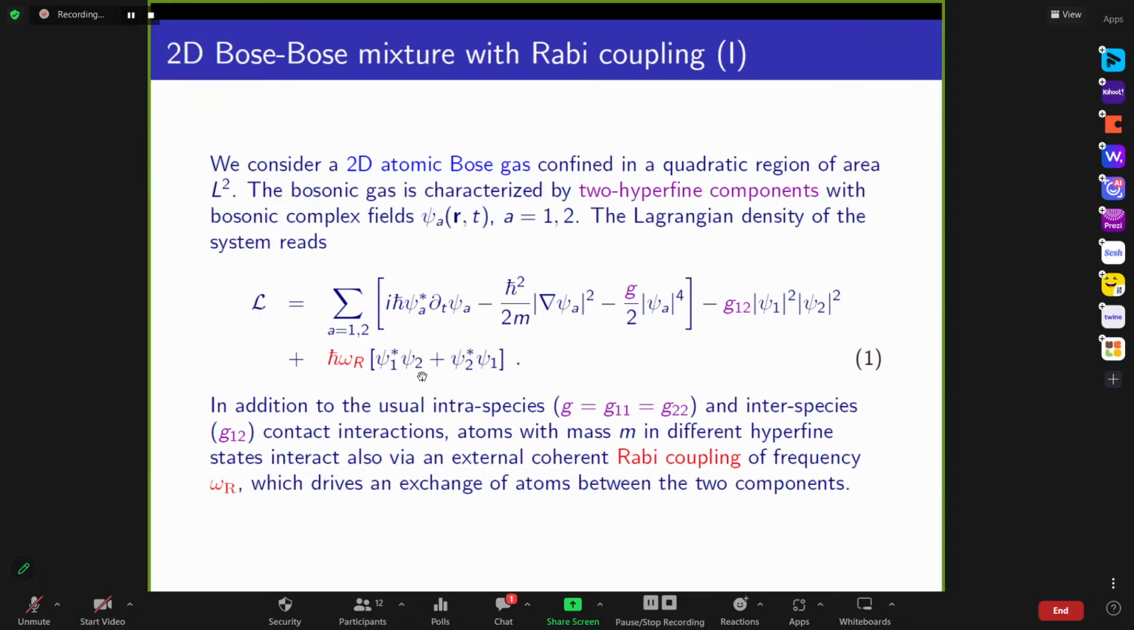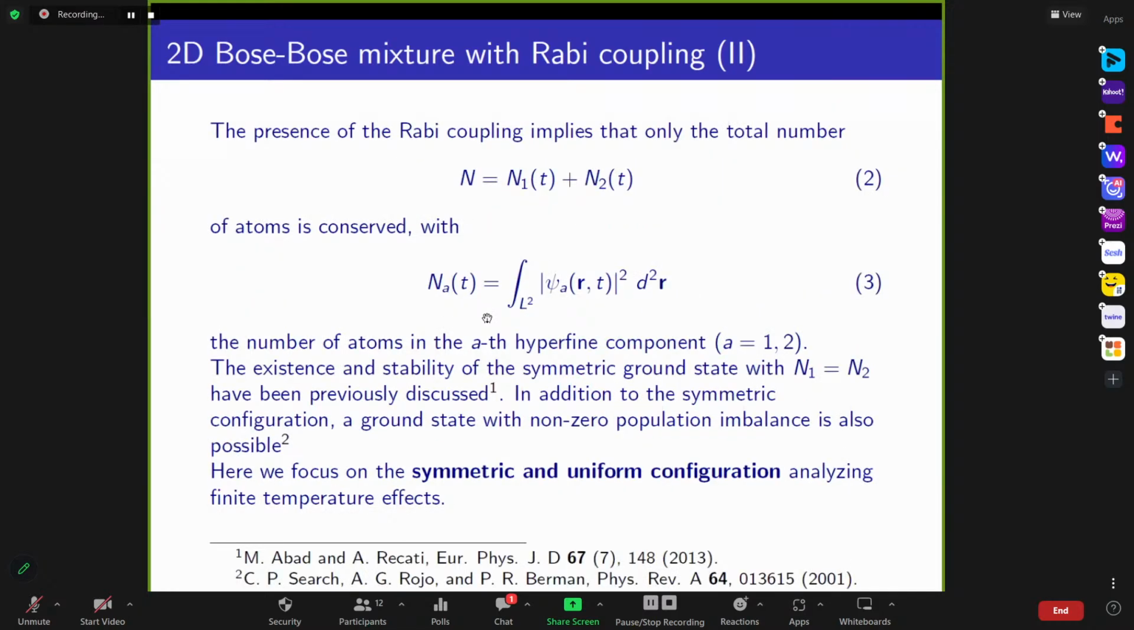And in the second row, you see that there is also the familiar Rabi term with this omega R, that is the Rabi frequency, which clearly drives the exchange of atoms between the two components. And indeed, the presence of Rabi coupling implies that only the total number of atoms is conserved, while the numbers of atoms in hyperfine state 1 and hyperfine state 2 generally are time dependent. Obviously, if you are considering a time-dependent problem.